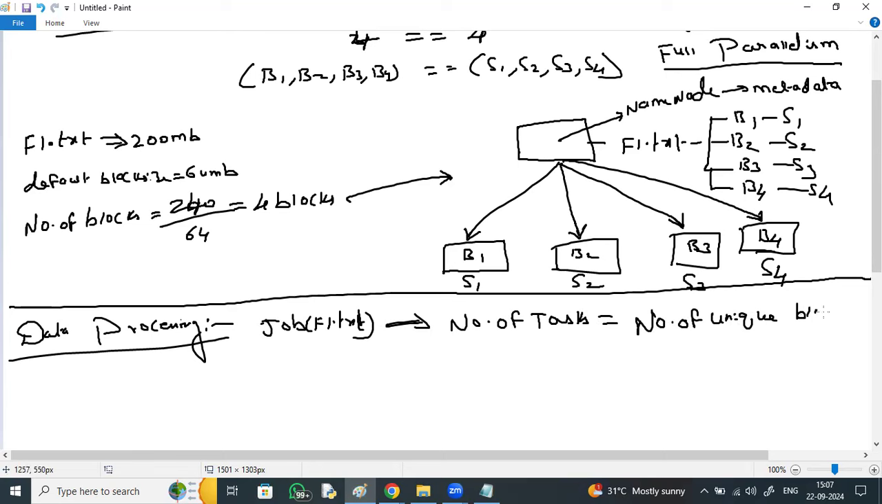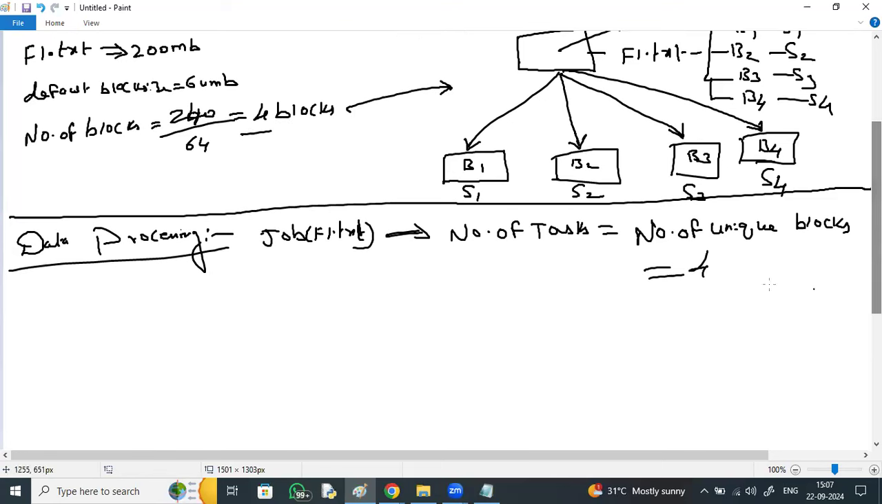Number of unique blocks. I'm saying the word unique. I'll say why, not in this current example. In the later example, I'll say why we are using the word unique. Unique blocks, how many? 4 blocks. 4 blocks means 4 tasks.